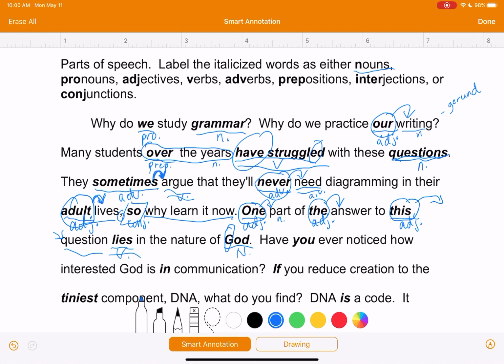Okay, have you ever noticed? Okay, so here we have a word that's taking the place of someone's name. So that's called a pronoun. Again, it's a personal pronoun. Have you ever noticed how interested God is in communication? Okay, communication is a noun.